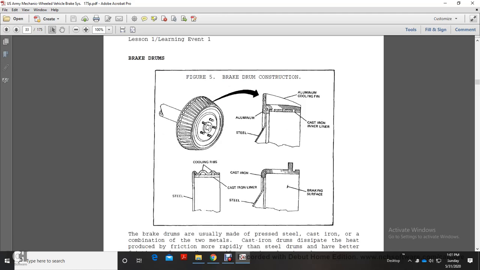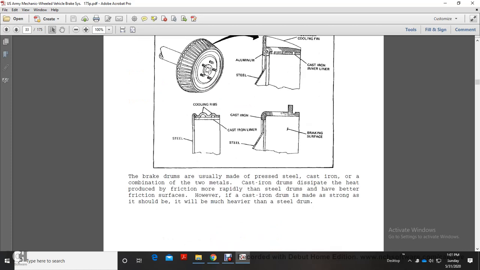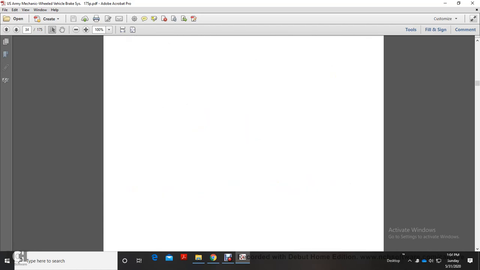Cooling ribs, steel, cast iron liner, steel braking surface. Brake drums are usually a pressed steel and cast iron combination of two metals. The cast iron drum dissipates heat and has better friction surfaces. However, the cast iron drum is stronger, and it will be much heavier than the steel drum.